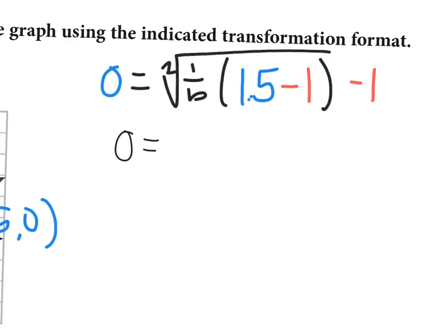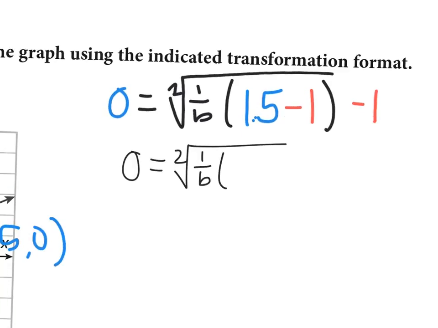So I have 0 equals the square root of 1 over b times 1.5 minus 1 is 0.5 minus 1. So I need to get b by itself because that's what I'm looking for. I treat this just like I would any other equation. So I need to get rid of this -1 here. And I'm going to get rid of that by adding 1.